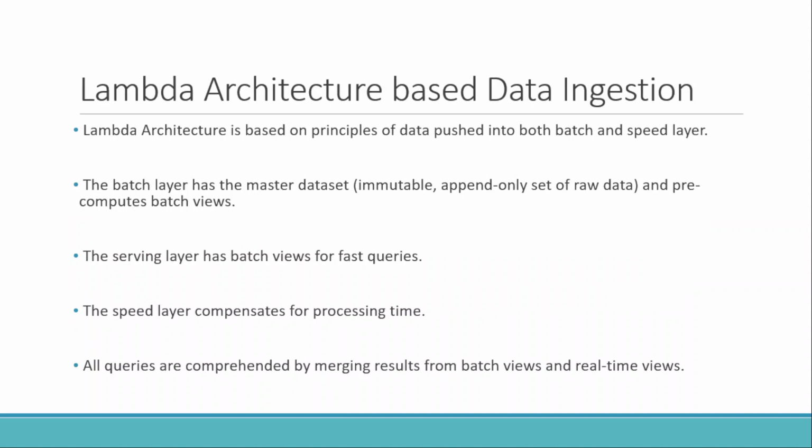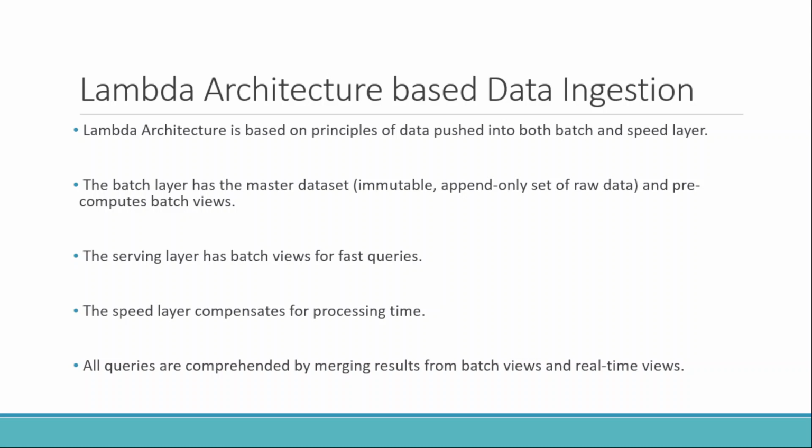Now let's talk about the Lambda architecture based data ingestion policy. The Lambda architecture is based on the principle that data could be pushed into both the batch and the speed layer. The batch layer has the master dataset, an immutable append-only set of raw data, and it helps to pre-compute the batch views.